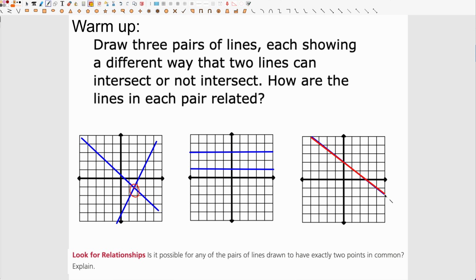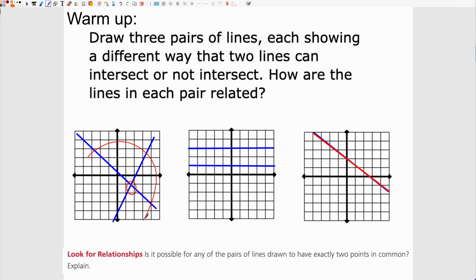All right, so is it possible for any of the pairs of lines drawn to have exactly two solutions, 2 points in common? Can you draw two straight lines and they cross each other in only two spots? Not if they're straight. If they're linear equations, if they make straight lines, they can't have two solutions. Okay? Because in order for that to happen, you'd have to bend one of the lines, or it would have to have a curve in it so that it would have two solutions, right? Can't do that. So, if it's a linear equation, then you only get one solution, or no solutions, or infinite solutions. It has to be one of those three. Does that make sense? Okay.